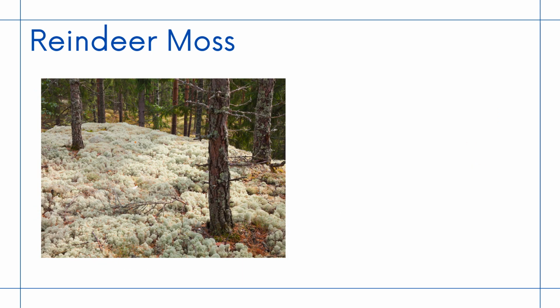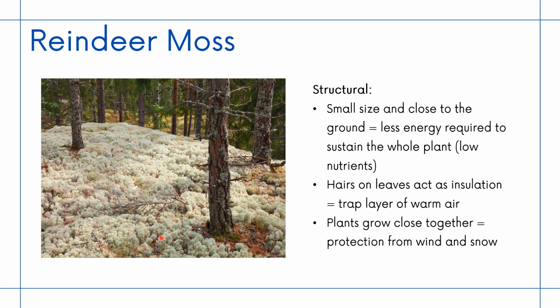I'm going to finish with an example of a plant that is adapted to a cold environment. So here we have this reindeer moss that you can see all along the ground. And so structurally, the adaptation here is that it's small in size and close to the ground. Therefore, less energy is required to sustain the whole plant. So these are some adaptations that you can think about if you're looking at plants in cold environments. These might not be things that you've really thought about, but I'm giving you some examples that you may be able to apply to other plants that live in cold environments.